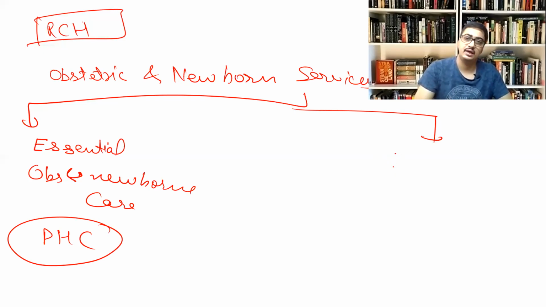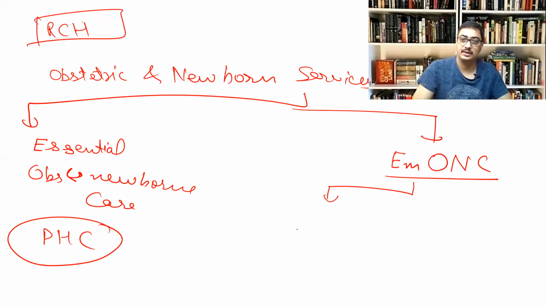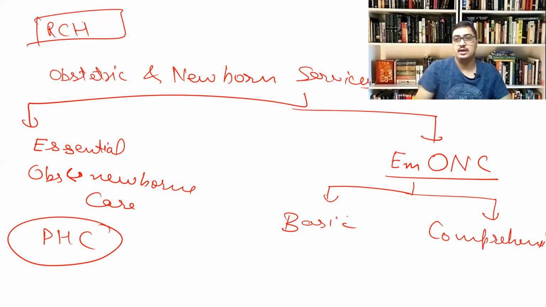At the same time, we have emergency obstetric and newborn care, so EMONC. This is further divided into basic and comprehensive. So we have basic emergency obstetric and newborn care and comprehensive emergency obstetric and newborn care. Basic would be on a smaller scale, but comprehensive is larger. There is a fancy term used, BEMONC.